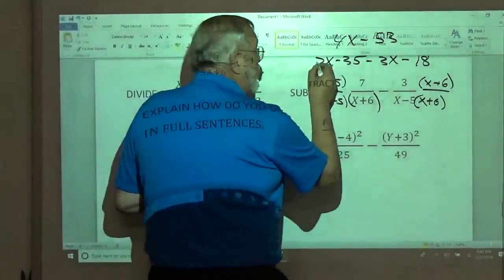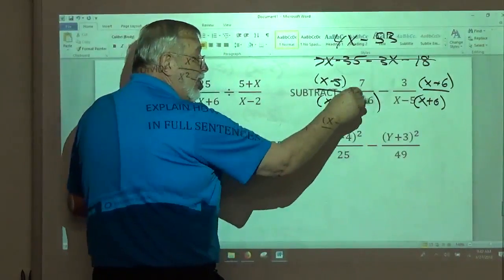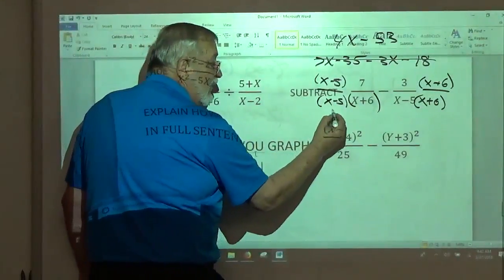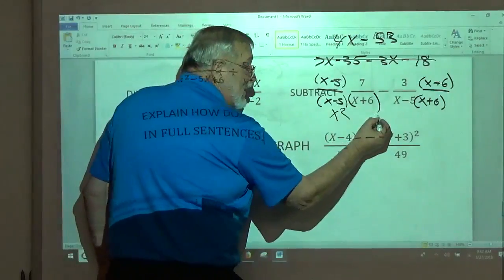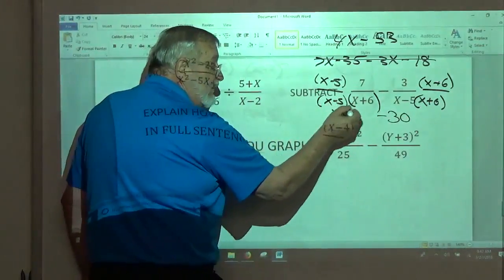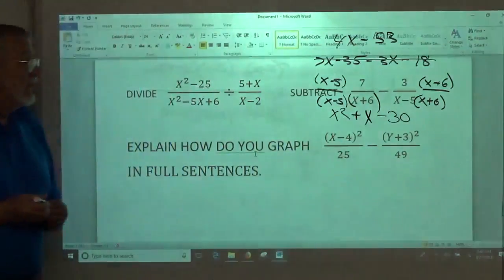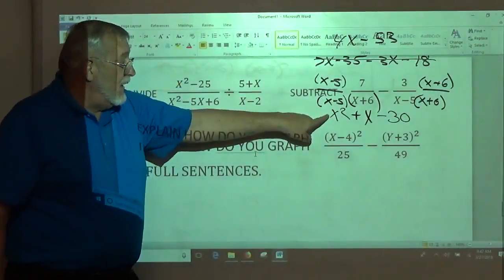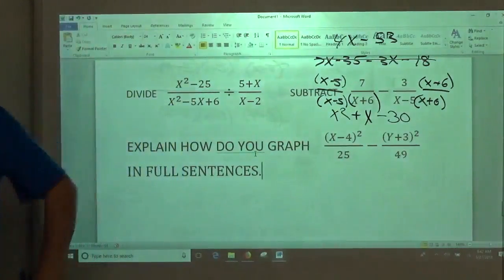Now, what happens to the denominator? The denominator has to be multiplied. So what happens when you FOIL those? All right? What's x times x? X squared. And then the last is negative 5 times 6, negative 30. Inside is negative 5. Outside is positive 6. Add them together and get 1. So the numerator becomes 4x minus 53. And the denominator is x squared plus x minus 30.